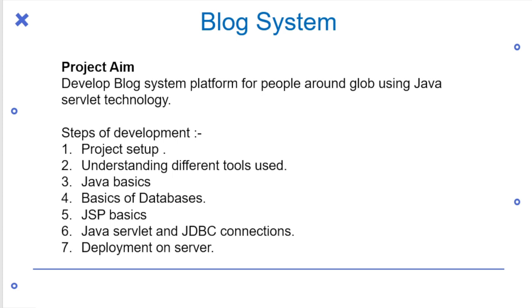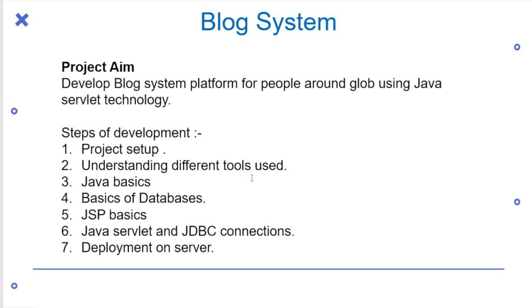Then basics of database, what a database is and what SQL statements I'm going to use here. I'm going to use a relational database, no special database like a NoSQL database. I'm going to use only a relational database with relational SQL queries, some JSP basics, then Java Servlet and JDBC connections, and deployment on the server, how I'm going to deploy it on the server. So that's it, our steps of development. Just recall the steps: project setup, understanding different tools used, Java basics, basics of database, JSP basics, Java servlets and JDBC connection, and deployment on the server.